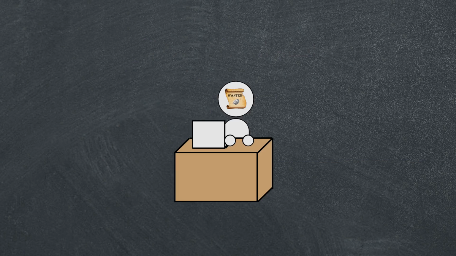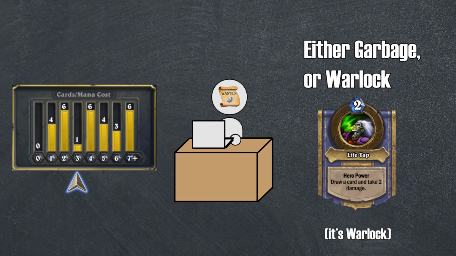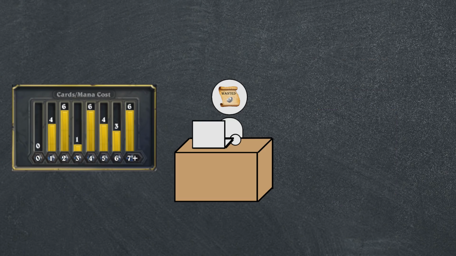But with a general idea in place, hopefully we can now look at the curve of a deck and understand why it's shaped the way it is, what that tells us, and how it could potentially be improved.